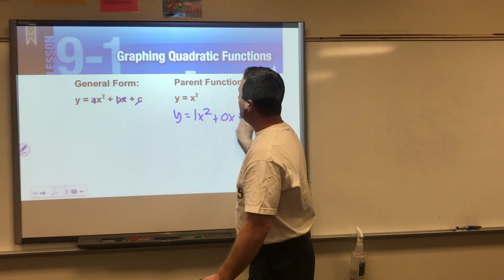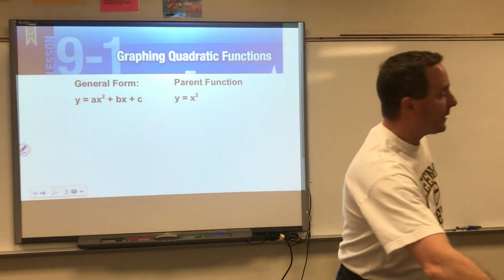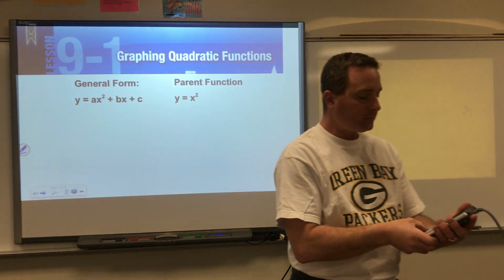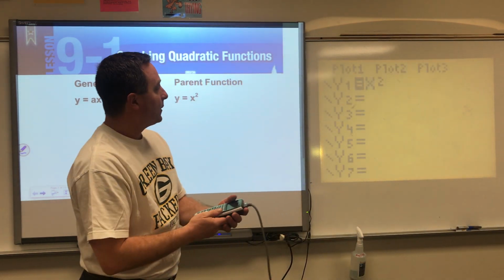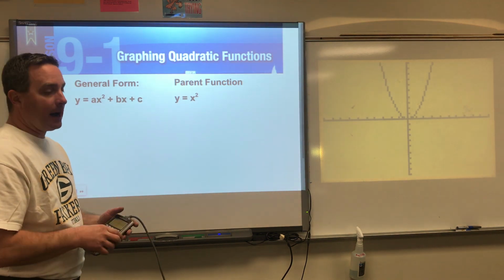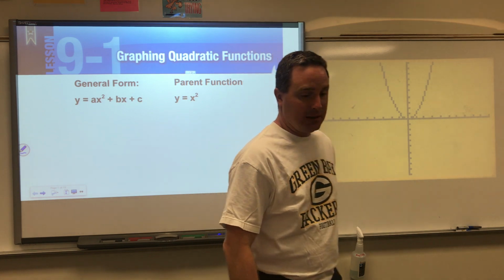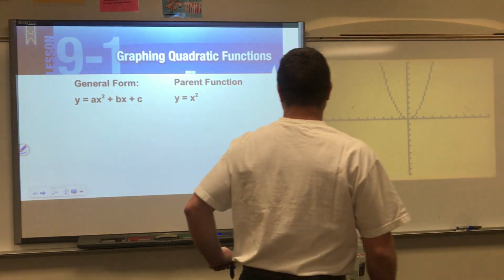Well, let's see what the graphs of these quadratic functions look like. I'm going to grab my calculator here, and I'm going to type in y equals x squared. Now I'm going to press graph, and there it is. You can see it certainly isn't a straight line. It's this U-shaped thing.